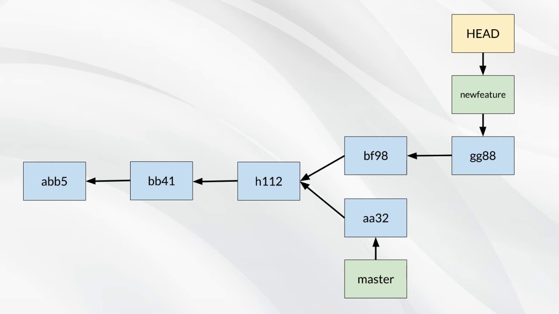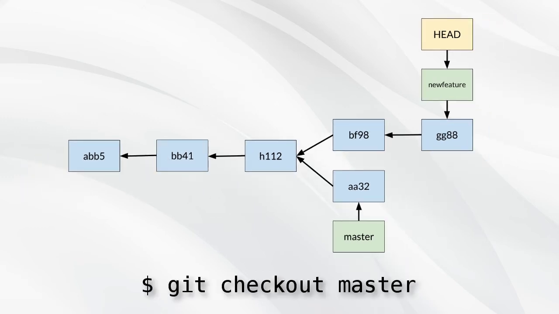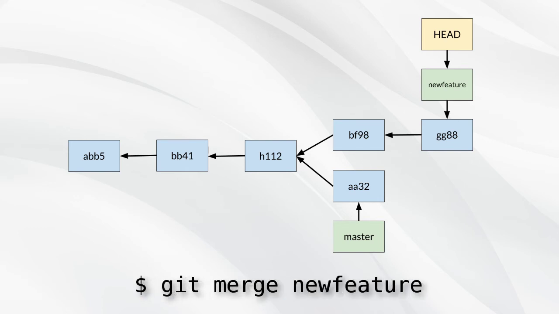We can now do what's called a merge. Git does this by looking at the new changes done in the new branch and adding those changes to the files in the master branch. To do that, we need to do git checkout master and then do git merge new feature.